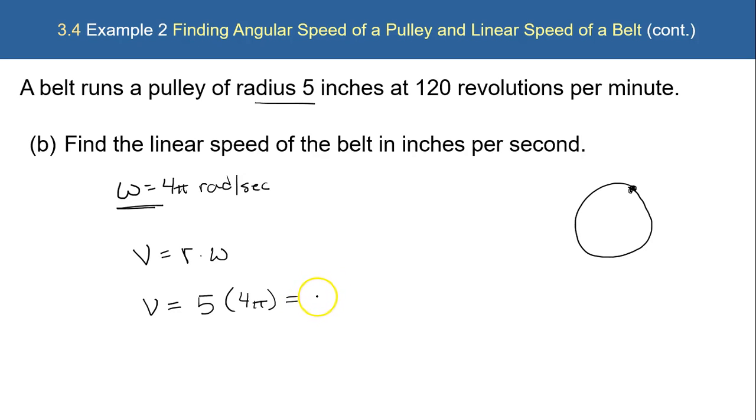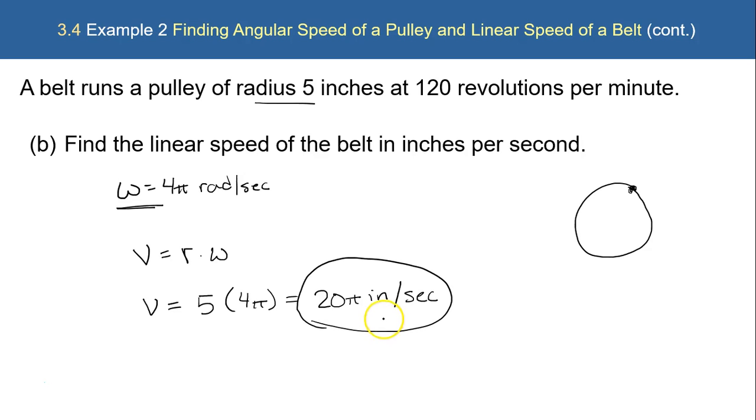So our linear speed is going to be 20 pi inches per second. Pretty much the radians just go away whenever you multiply it to anything that is a distance, like inches, feet, or meters, or whatever your unit of measurement is. So this one takes precedence over the radians. And you don't have to list radian inches per second. Just list inches per second, like this did right here.